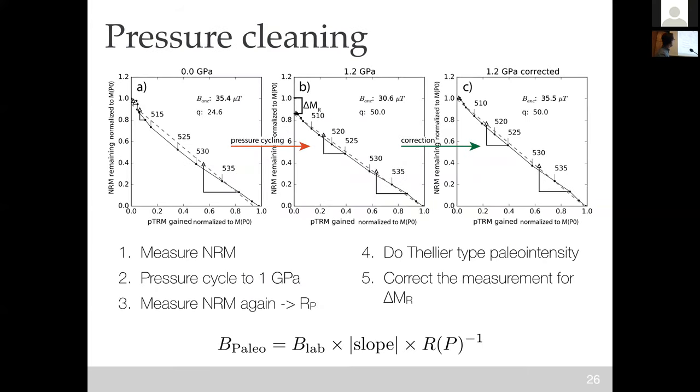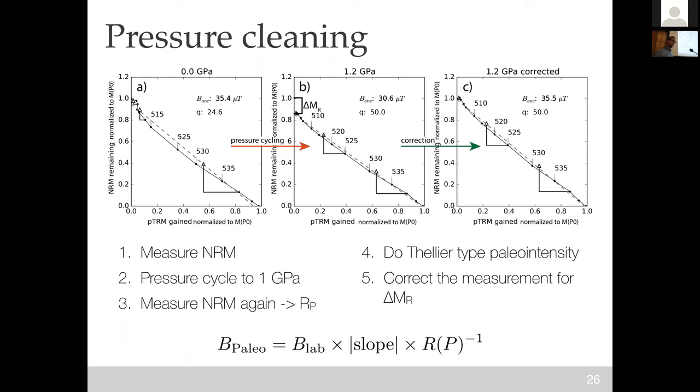This is the zero pressure paleointensity of one of the samples. After pressure cycling, you can see it's much more linear. So it really works. If we use the amount of pressure demagnetization to correct for this, this is now the corrected paleointensity, and we start to recover the correct paleointensity. It has been pointed out that we are only doing it once, and that might not be the way to do it, which is something we're still working on. But at least this was an outcome that we didn't expect, and it seems to work. We just need to figure out why it works.